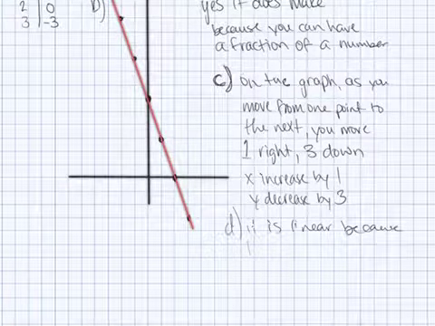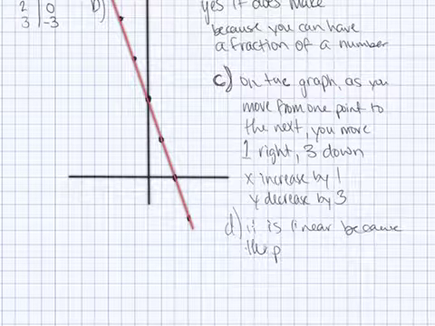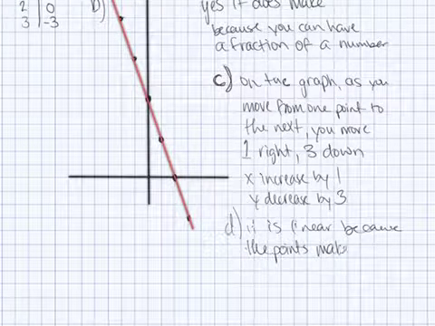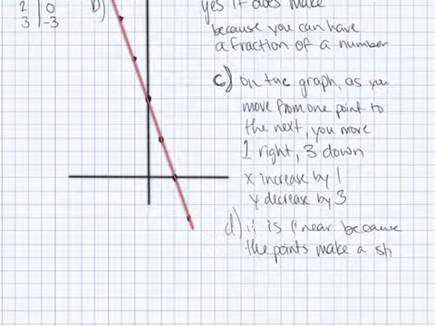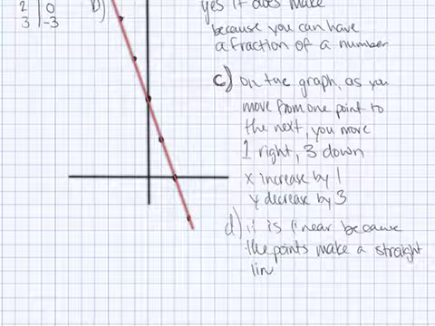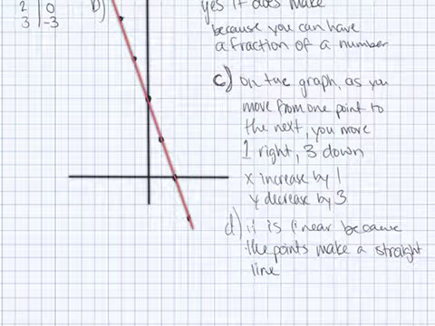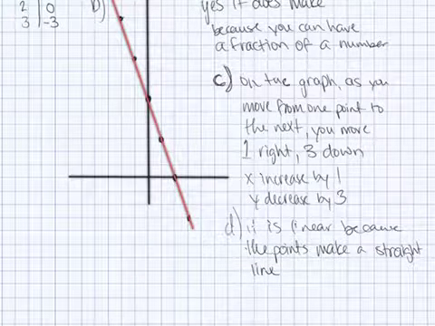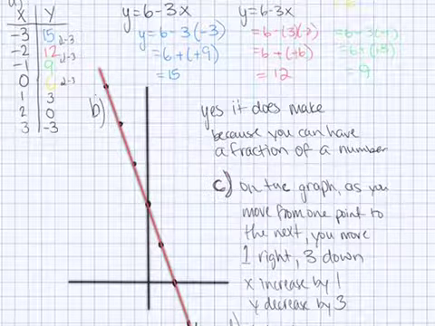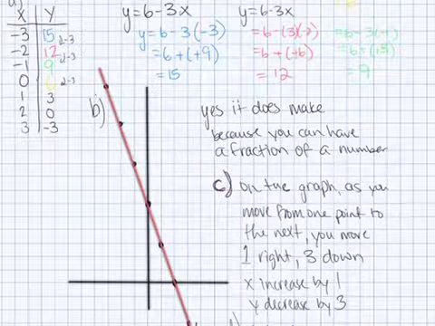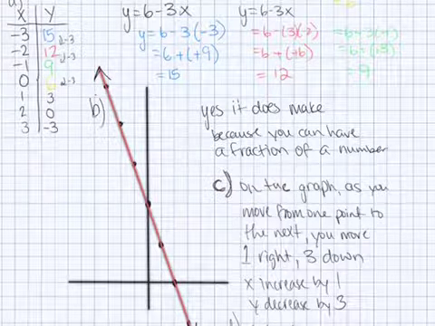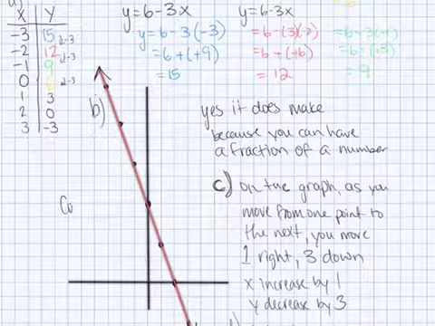the points make a straight line. And because this one has no end point, we can extend this line forever and ever. When we do this, we put arrows on the ends of our graphs to show that the graph will go on and on and on. And when it goes on and on, that's when we call it continuous.